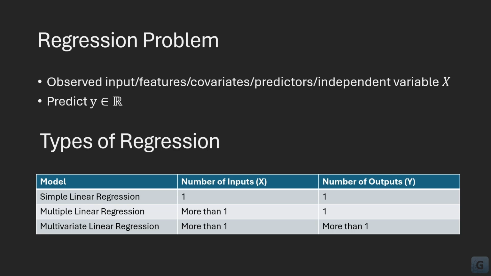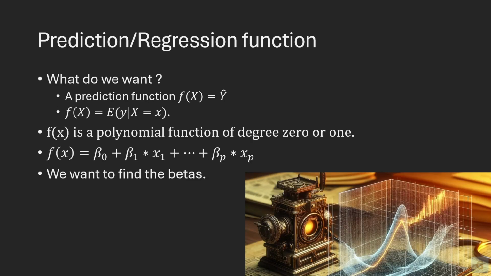Simple linear regression is the simplest case with only one input and one output. It is also straightforward to visualize simple linear regression, which we will see soon. Multiple linear regression takes in more than one input to produce one output. To predict the output y, we need a mathematical function that takes the set of inputs and spits out a prediction. This function is also known as the regression function.